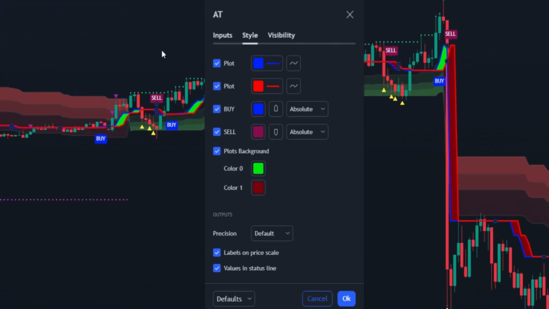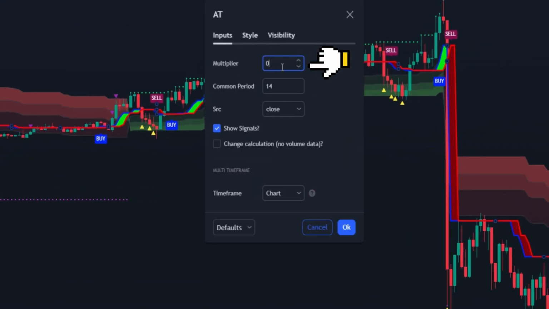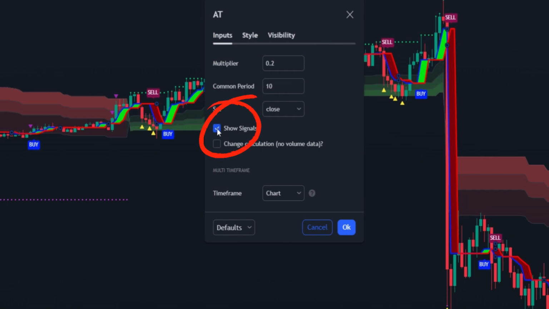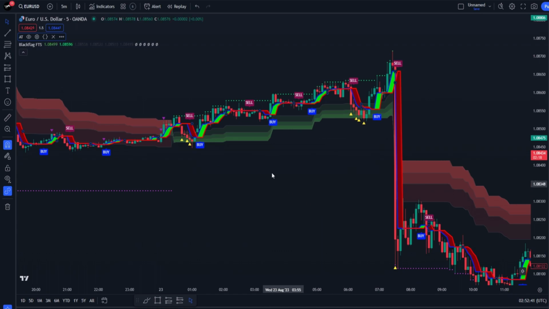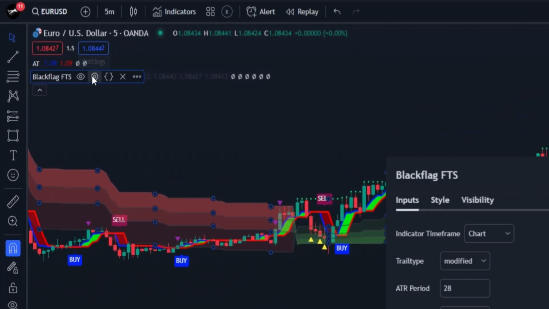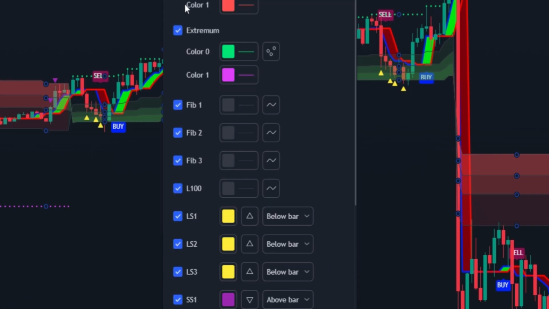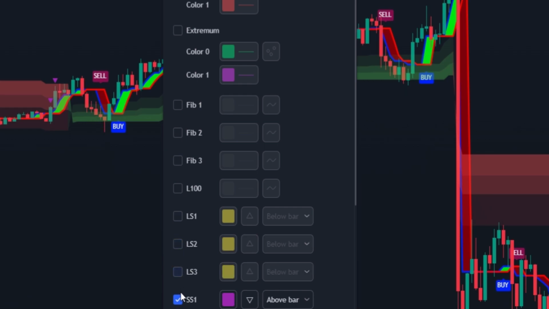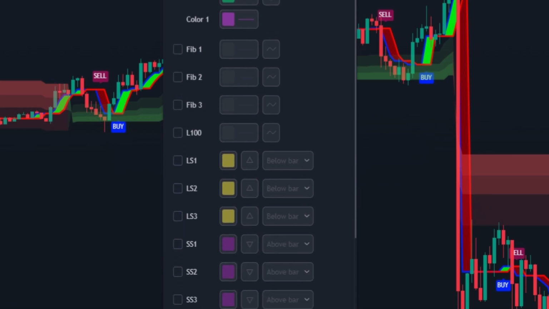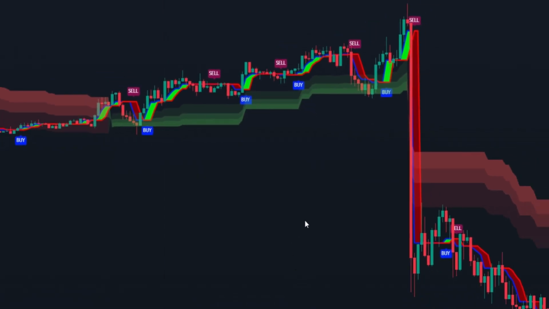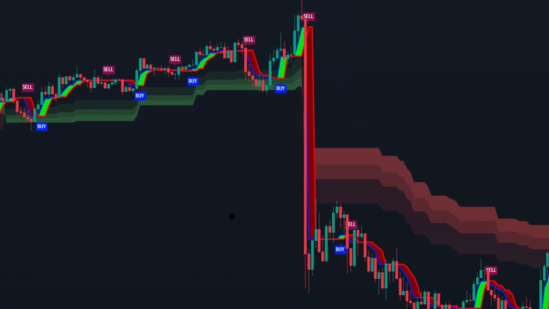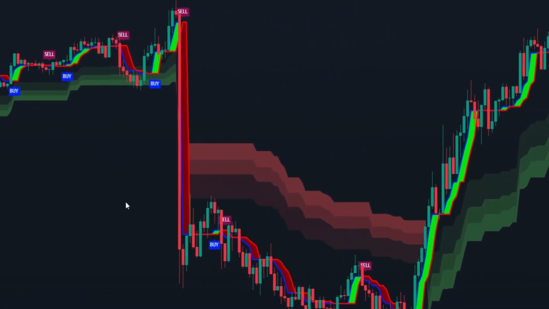Access the Alpha Trend Indicator settings and adjust the multiplier to 0.2 while setting the common period to 10. Make certain that the Show Signals option is activated and save the settings. Now, proceed to the Swing Arm ATR Trend settings. Start by navigating to the Style tab. Here, deselect all options except for the last 3, which pertain to plot backgrounds. Save these settings and await the chart's refresh. Once the chart is updated, your configuration should be presented like this.